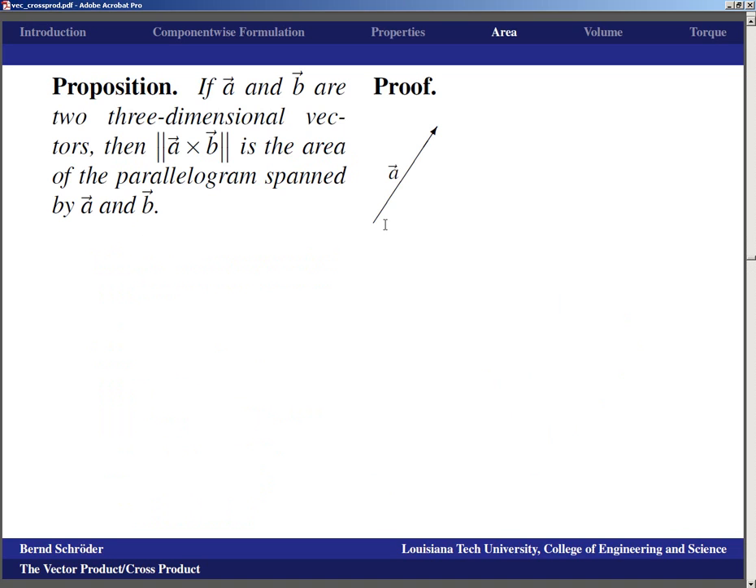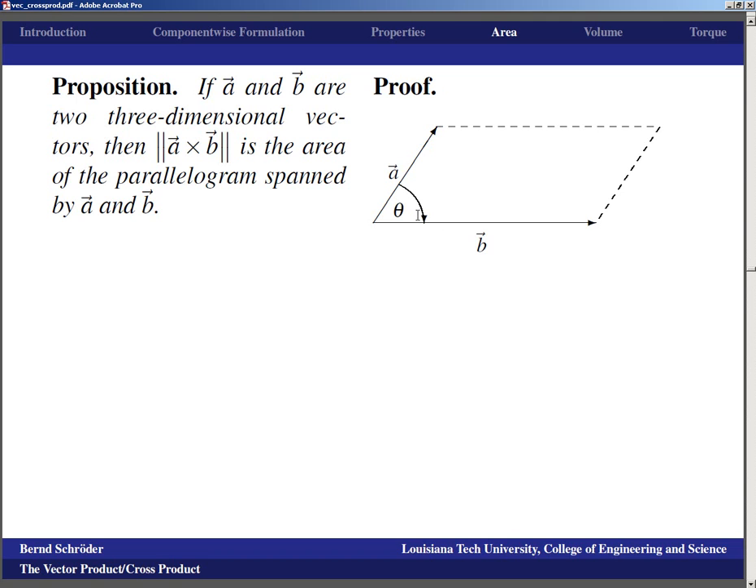The proof is, well, you take a vector A and you take a vector B, and even though this is a two-dimensional picture, we know that we can take two three-dimensional vectors and just rotate them until they lie in a plane that is convenient for us. We set up the parallelogram that is spanned by those vectors.